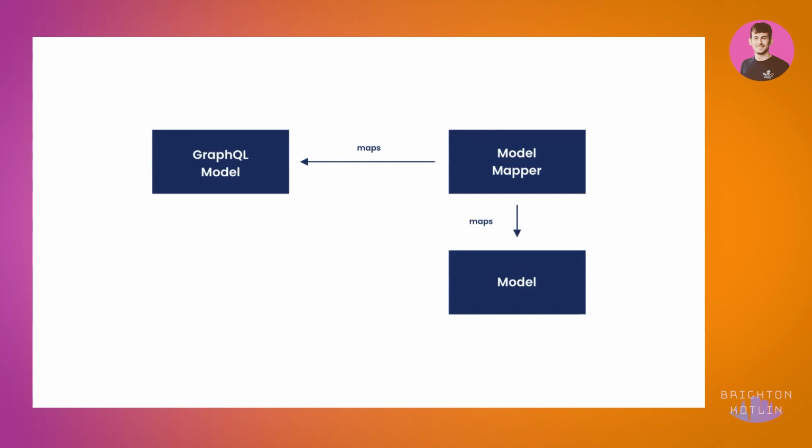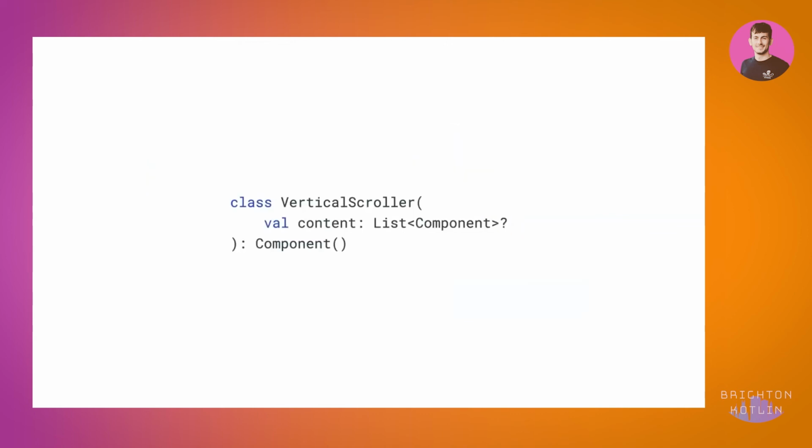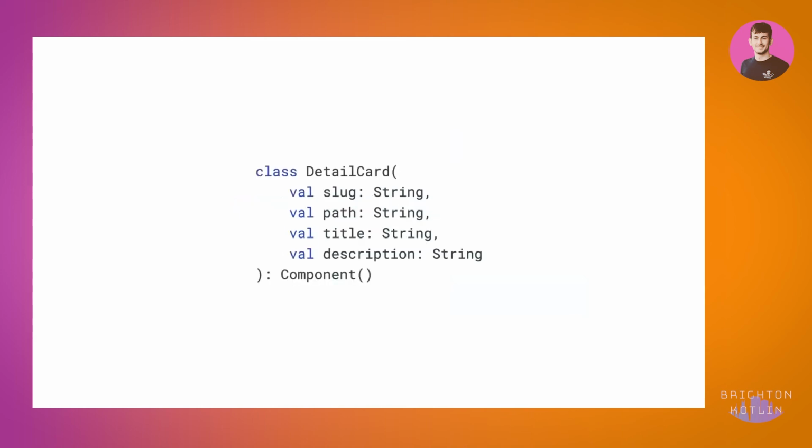So what we'll do when we get the response back from Apollo is map each of those GraphQL models to our internal model, which can then be used within our application independently of the Apollo dependency. Each of these internal models will just represent a different UI component that is available from our design system. Each will extend from a generic component class, and we can see here an example of the vertical scroller that contains a list of components inside of it. And then one of those components in this list could also be a detail card, which represents a model that comes back from our API.